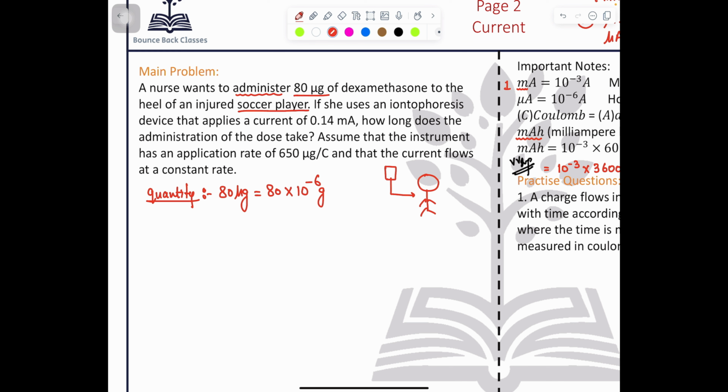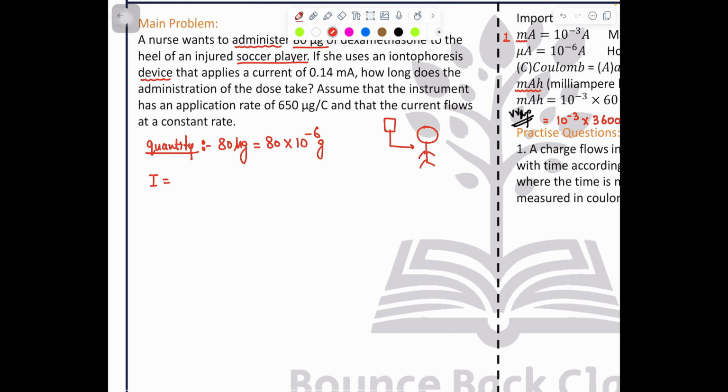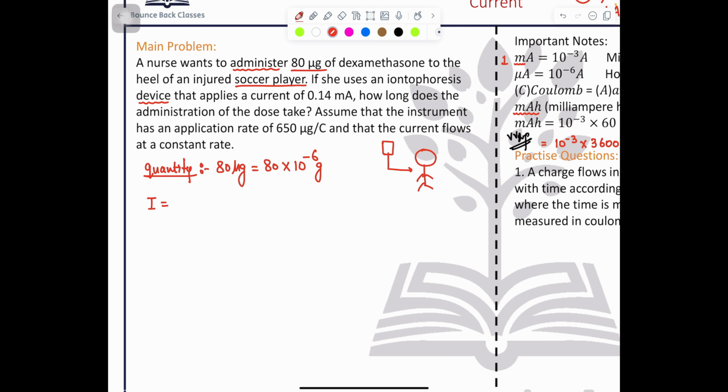Okay, if she uses this device, this is a particular name of the device that applies a current. Okay, so current, what is the value of current? I is equals to 0.14 milliampere. So 0.14 times 10 raised to power negative 3. We know now milli means 10 power negative 3 ampere. Fine. How long? So what are they looking for? They are looking for the time. So we need to find the time.